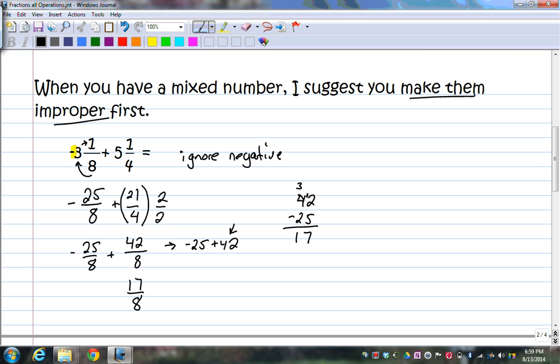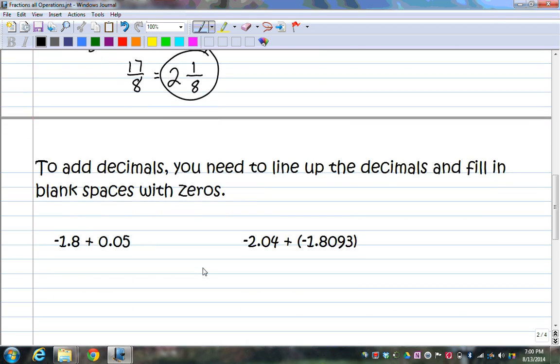We do not want to leave this improper. We want to make it into a mixed number. So we say 8 goes into 17 2 times. 2 times 8 is 16. So that means we have 1 left over from that 17, and we keep the denominator the same. So it's 2 and 1/8. Okay? All right, let's move on to some decimals.